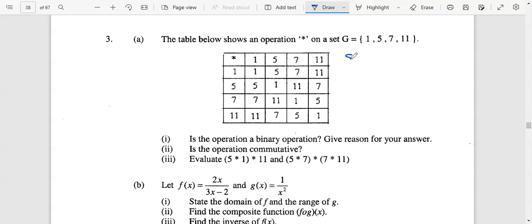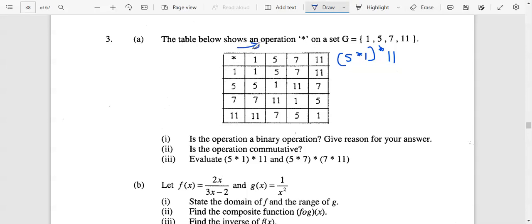So let's start with 5 star 1 star 11. It doesn't matter which side you start. If we say 5 star 1, that gives us 5, or I can start from the other direction, 5 star 1, that is still giving us a 5. So for this operation we can start in any direction. But for others, they are going to tell you which direction you're going to start from.